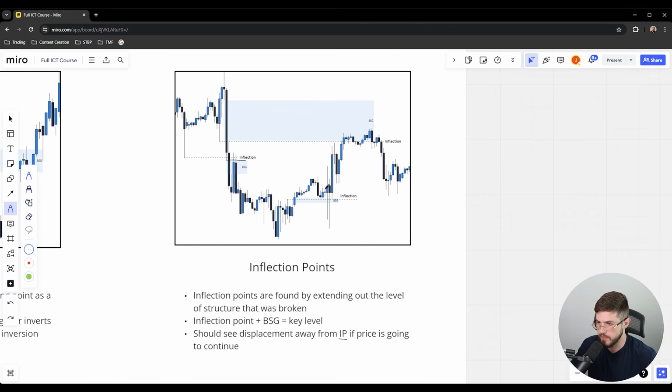Now, inflection points are another confluence you can use by extending out the structure that was taken and seeing how the market reacts at that level. This is something that you want to use. Think of it like sauce on your meal. It's not the main course. It's just something that you're going to sprinkle on or add for extra confluence, okay? I don't want you guys to get too crazy with inflection points and just draw them out and only use this, but they're just an extra confluence to use if they are coinciding with other levels. So all this is extending out the structure that was broken with the break and structure gap.